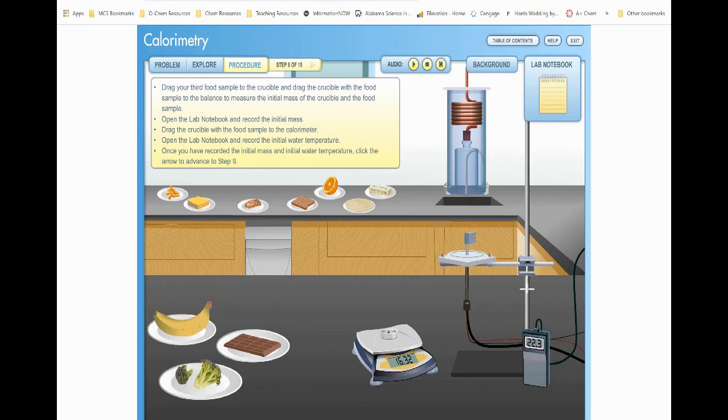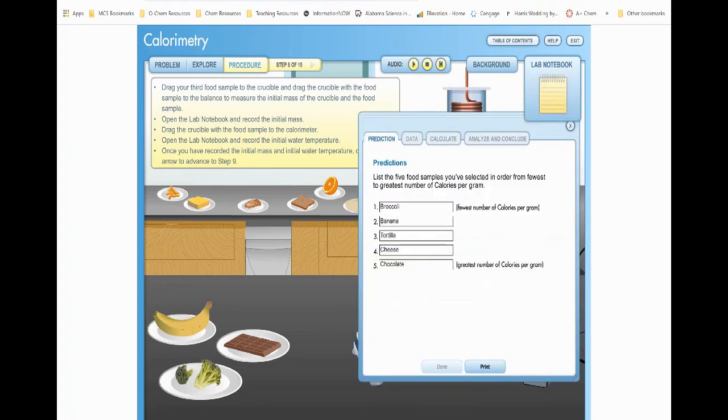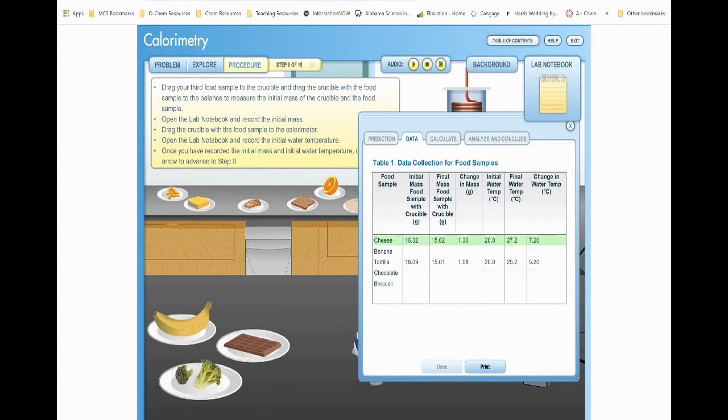You'll complete the instructions, and then when you're ready to go to the next step, you'll hit this little arrow here. The main thing you'll be using to do this is your lab notebook, and it gives you a little place for predictions and also to collect your data, and that will help you fill in the Google document as you go along.